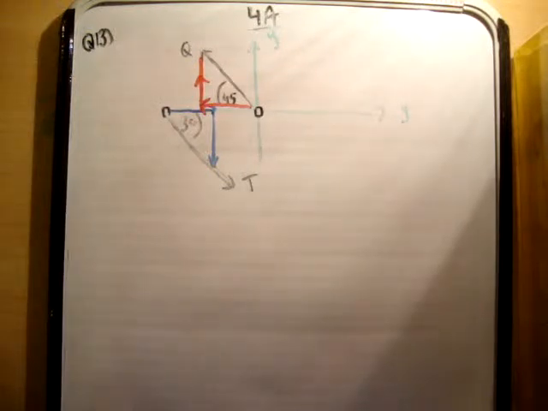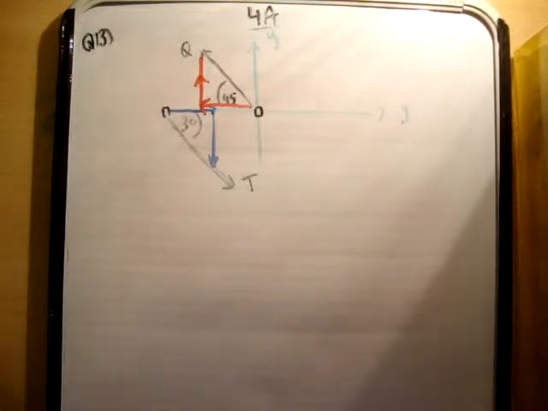T is travelling at 10 kilometers an hour in a direction east 30 degrees south. Q is travelling at 20 kilometers an hour in a direction west 45 degrees north. Find in terms of i hat and j hat the velocity of T, the velocity of Q, and the velocity of T relative to Q. Find also the magnitude and direction of the velocity of T relative to Q, and hence find the shortest distance between them in the subsequent motion correct to one decimal place.